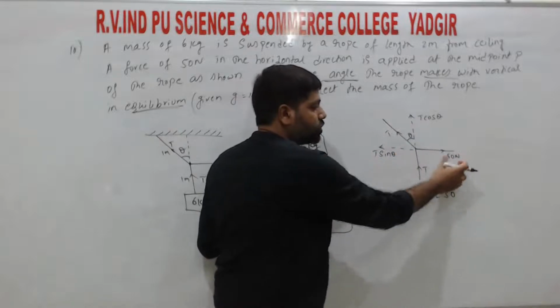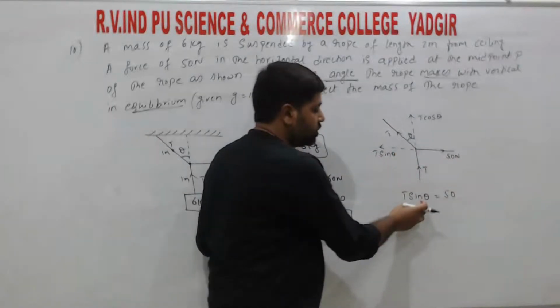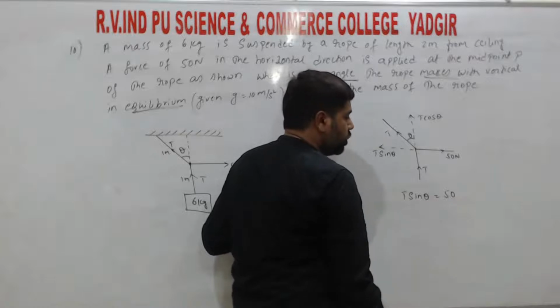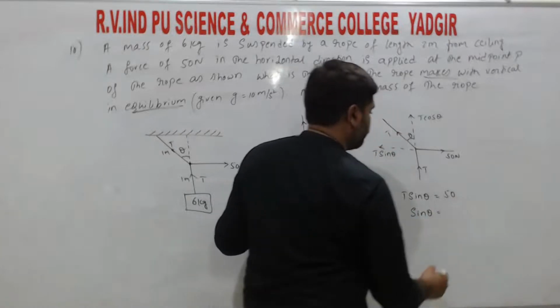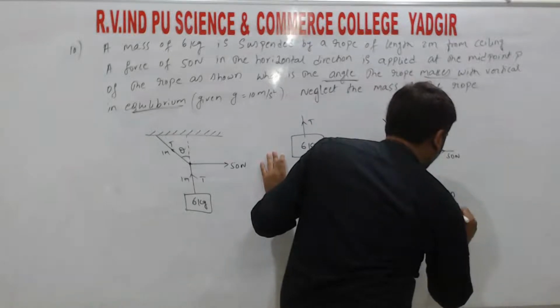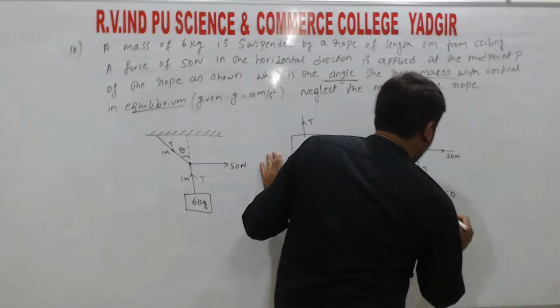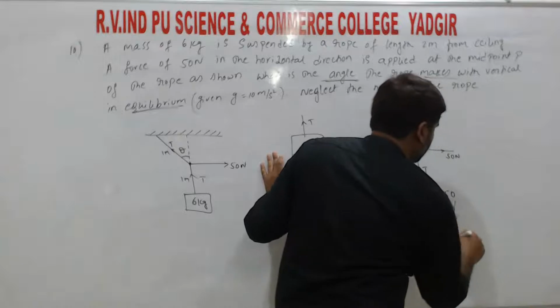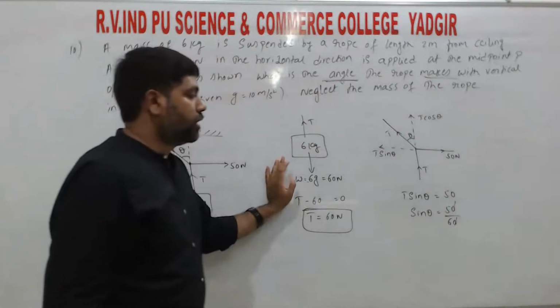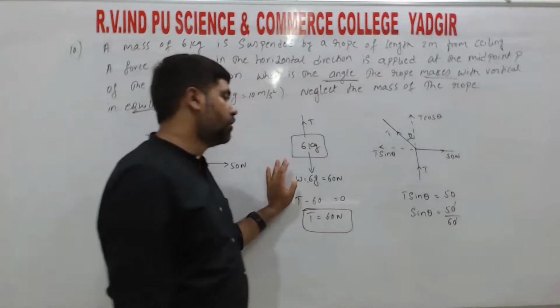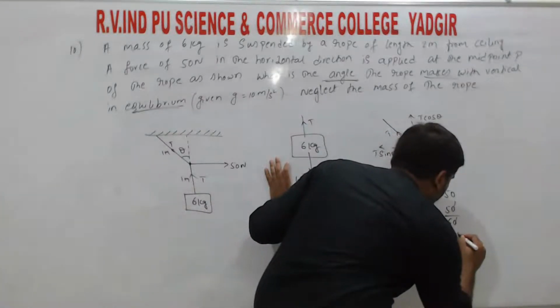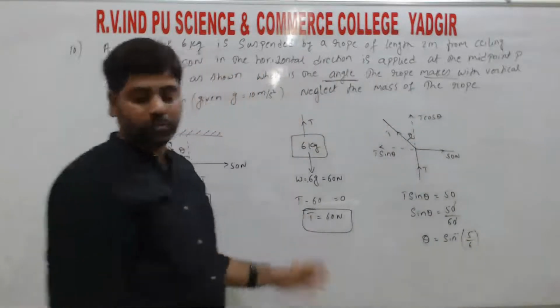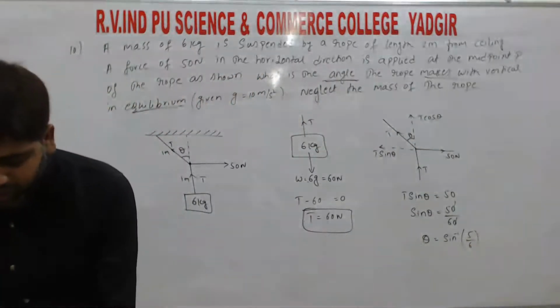Since the two forces are in opposite directions, T sin theta minus 50 is equal to 0, or directly T sin theta is equal to 50. So sin theta is equal to 50 divided by the T value we calculated, which is 60. So sin theta is 50 by 60. So theta is equal to sin inverse of 5 by 6. Simplifying, 5 by 6.